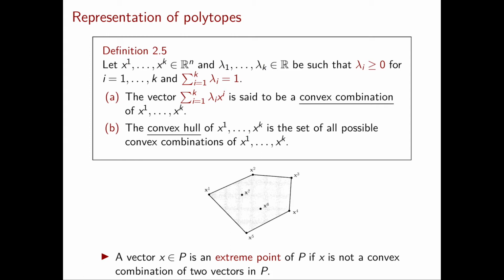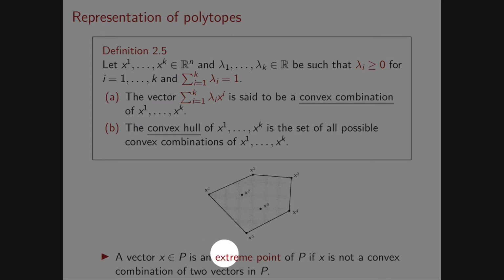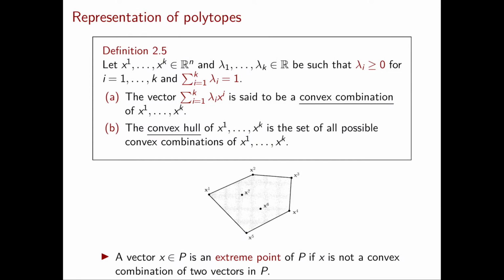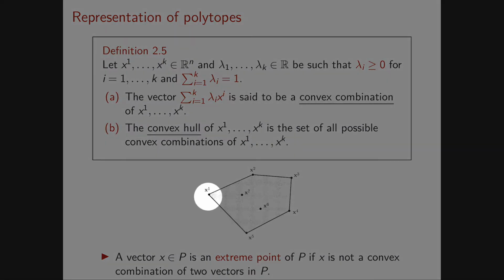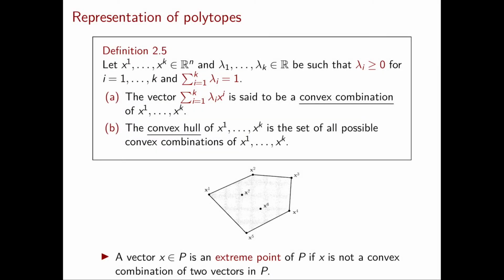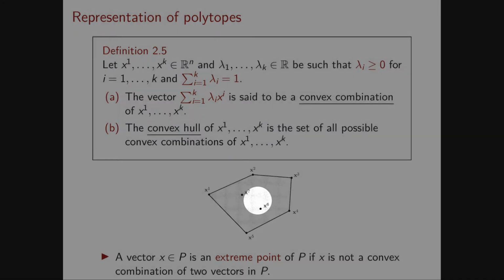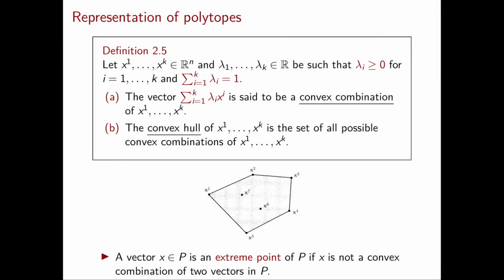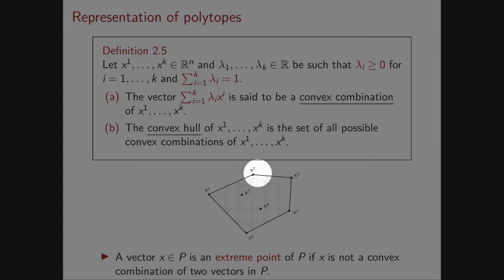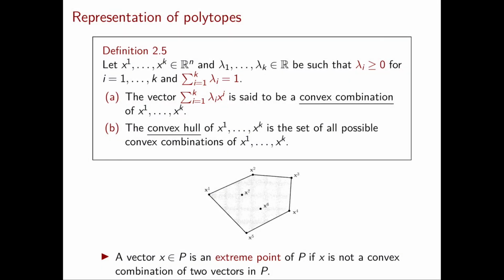Using the definition of convex combination, we can now reformulate the definition of extreme point, and so we can say that a vector x in P is an extreme point of P if x is not a convex combination of two vectors in P. So if you have only two vectors, x1 and x2, the convex hull of x1 and x2 is exactly the segment joining them. If you consider all the 7 vectors in this picture, then the convex hull that you obtain is this pentagon, which is the smallest convex set containing all these points.